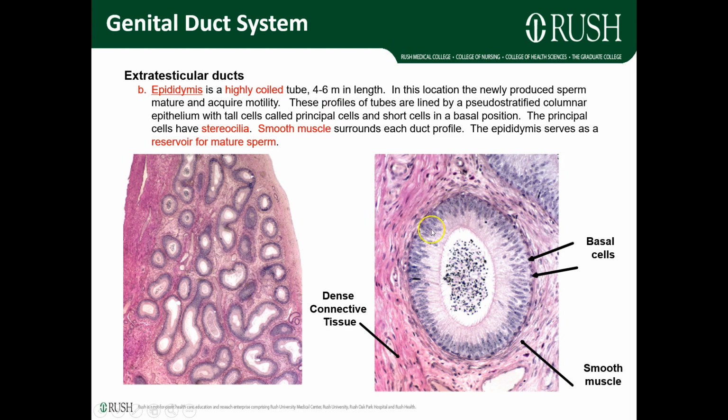The profile of this tube, as you can see in this high power cross-sectional view, is pseudostratified columnar epithelium with tall cells, which is most of the cells forming here, and some short cells. Short cells are referred to as the basal cells. The tall cells are referred to as the principal cells. The principal cells themselves have stereocilia. The smooth muscle surrounds the duct profile, as you can see in this particular section. As I said before, the epididymis serves as a holding or a reservoir for the mature sperms.